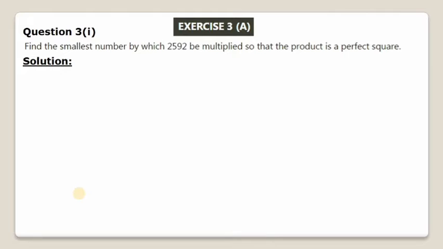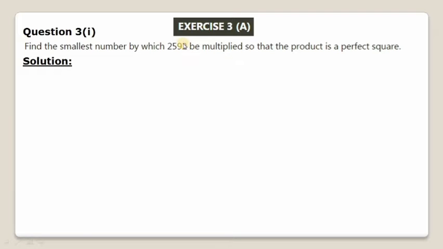Okay, so I'm taking question number 3, sub number 1 for the day, which says: find the smallest number by which 2592 be multiplied so that the product is a perfect square. Okay, so this kind of question is very important.